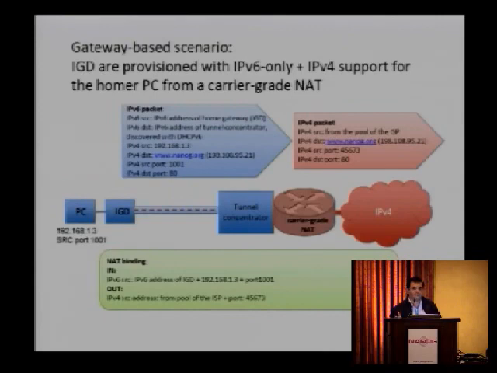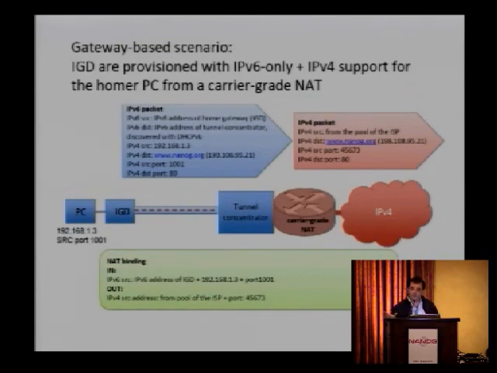So if you look at the life of a packet, it's pretty straightforward. Let's say a PC wants to go to the NANOG website. It has a local address, 192.168.1.3, and tries to go to 198.108.95.21 on port number 80, source port number 1001. This packet goes from the PC to the home gateway, and the home gateway is going to encapsulate it into a v6 packet. This v6 packet has the v6 source address of the home gateway, and the v6 destination address is the IPv6 address of a tunnel concentrator.